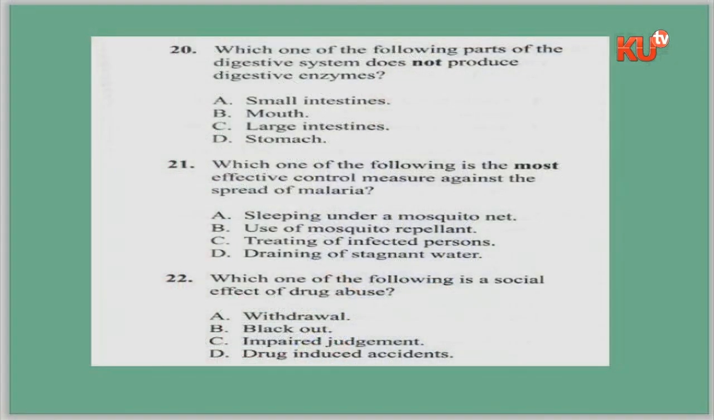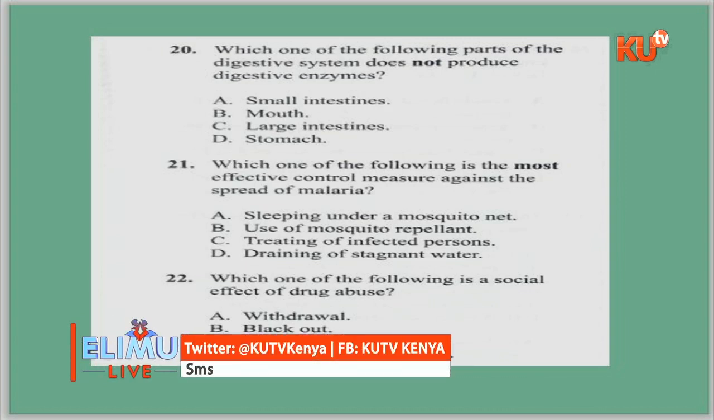So C, treating of infected person. Then also we have use of mosquito repellents. All these are methods of preventing malaria or of controlling malaria. But we are asking for the most effective. So the most effective, boys and girls, here was draining of stagnant water.